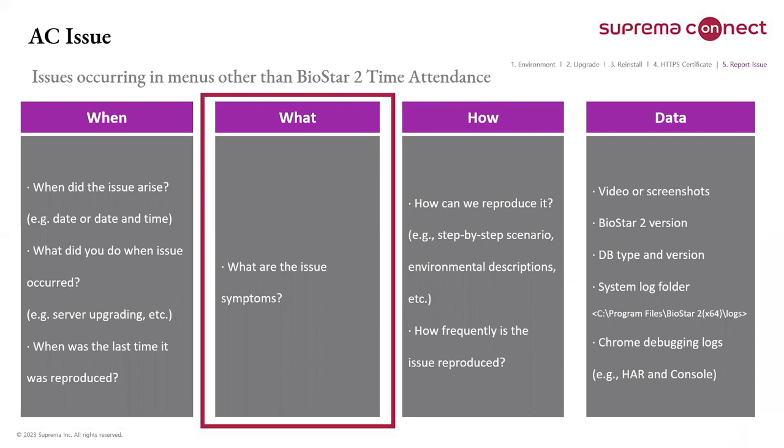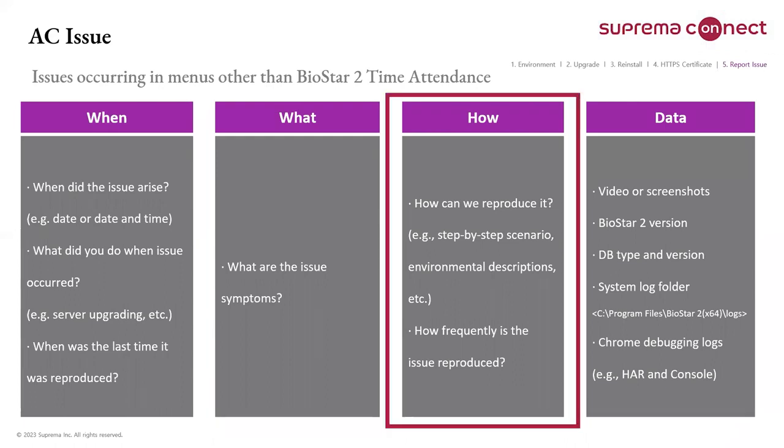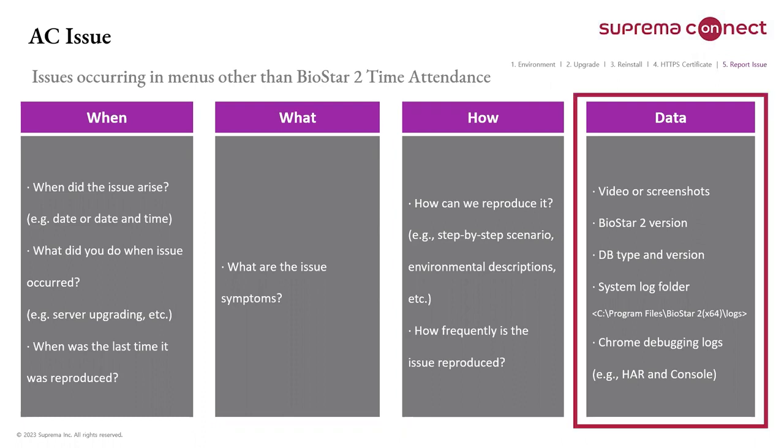Second one is what. What are the issue symptoms? Third one is how. How can we reproduce it? We would be appreciated if you share step-by-step scenario, environmental descriptions, and other detailed information. How frequently the issue is reproduced. The fourth one is data. Video or screenshots are recommended.